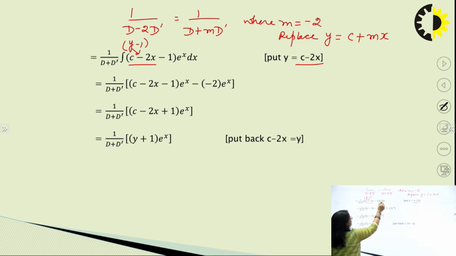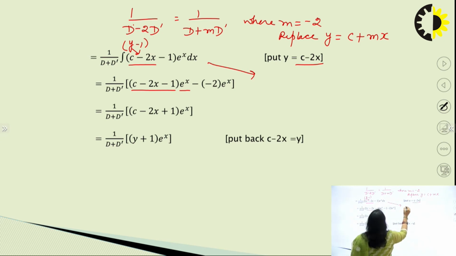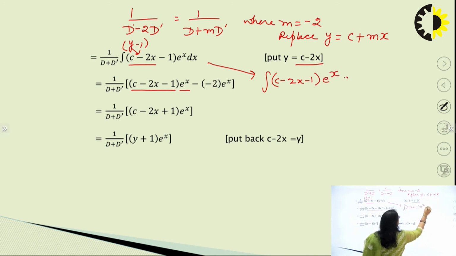(c - 2x - 1) e^x, integration. Since this is linear, the derivative power is 1 here, so I will integrate 1 time. So integration of e^x dx we are getting. On integration, first part, integration of e^x will remain e^x. Then minus the derivative of (c - 2x - 1), which will be -2. It is like this. Integration of (c - 2x - 1) e^x dx.